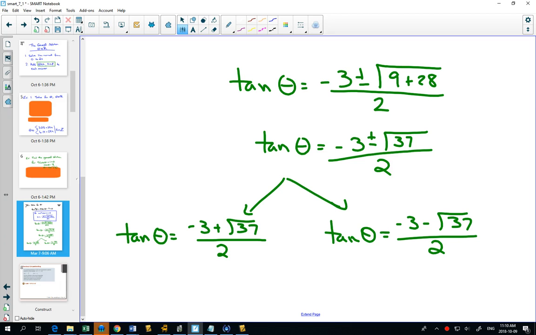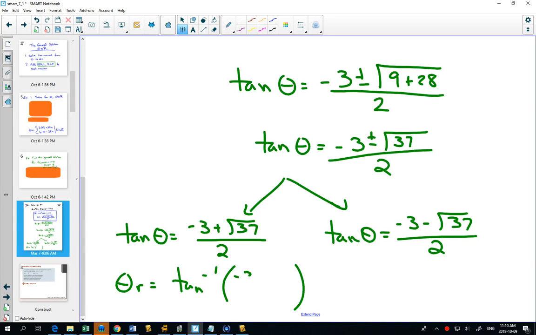But what do I need to do next? I need to find my reference angle. Careful here, because when finding the reference angle, we always do tan inverse of the positive value. Question, is that positive or is that negative? A little bit of mental math. It's positive.